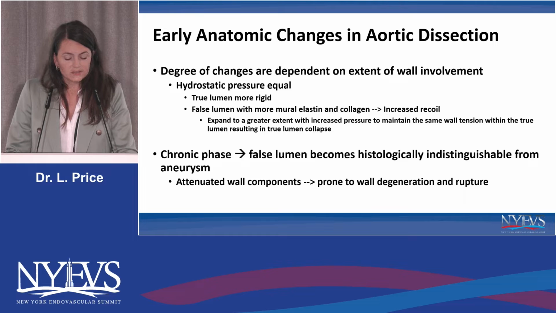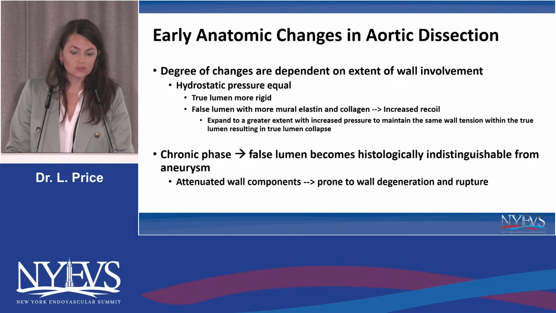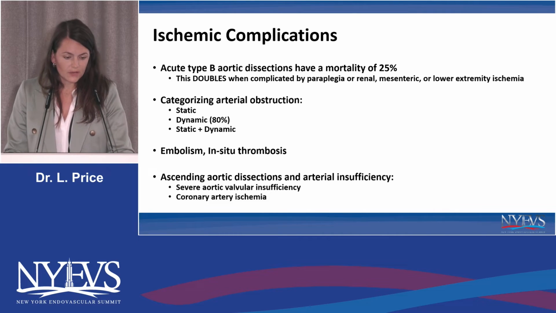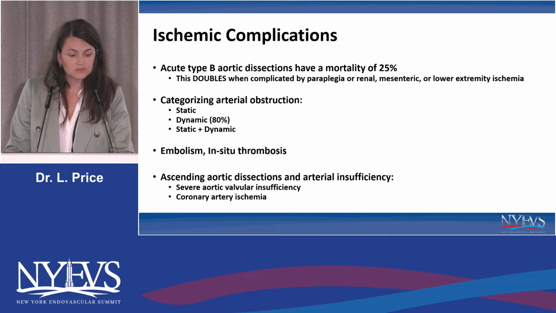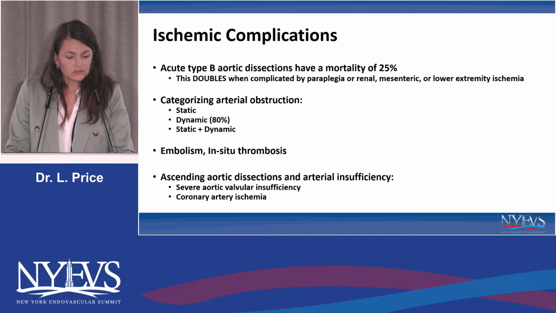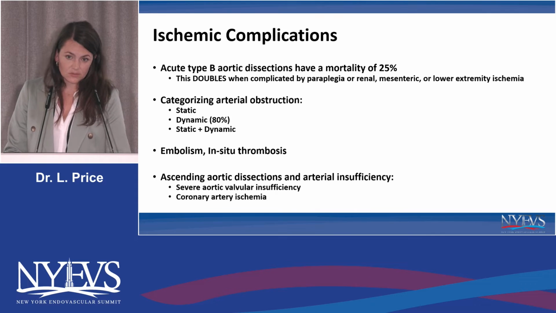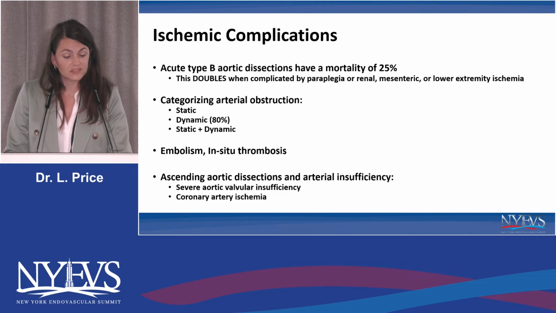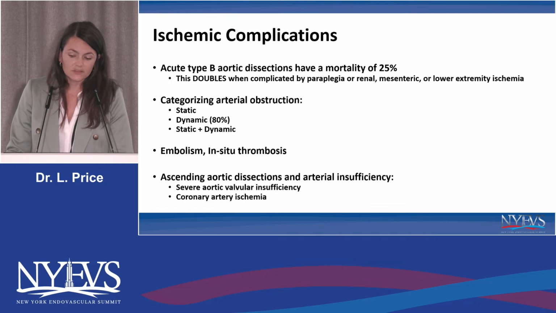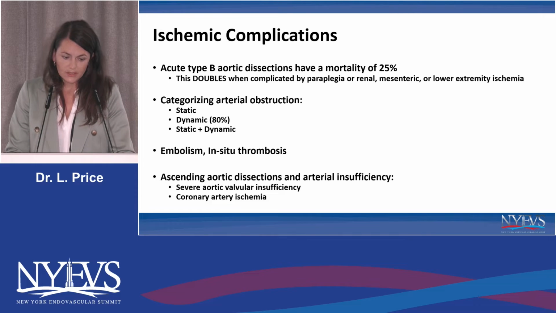In the chronic phase, the false lumen becomes histologically indistinguishable from that of an aneurysm. You get attenuated wall components, and that's why you have this long-term wall degeneration and rupture risk, which is what has changed the paradigm of how we treat and approach these problems. Ischemic complications: if you have a type B aortic dissection, it is often associated with a mortality rate of up to 25%, and this then doubles if you have an ischemic complication.